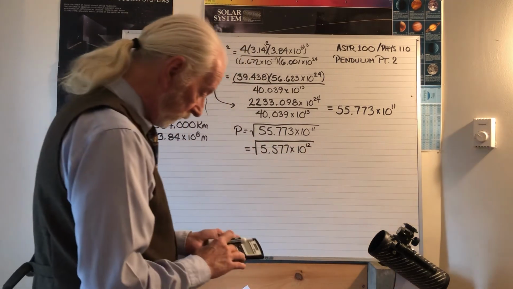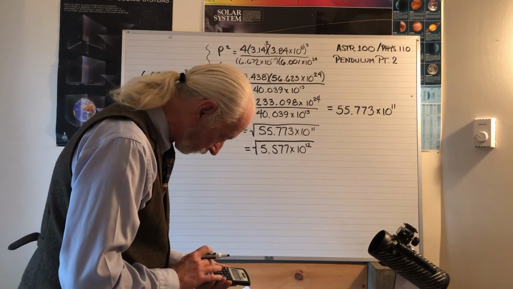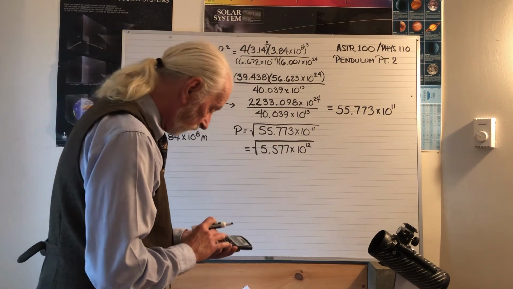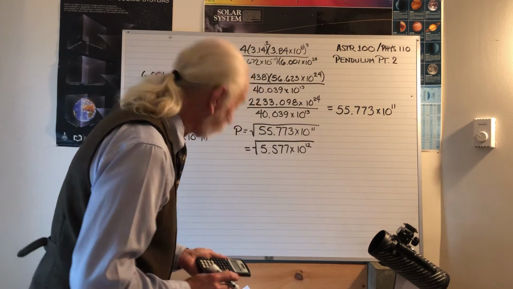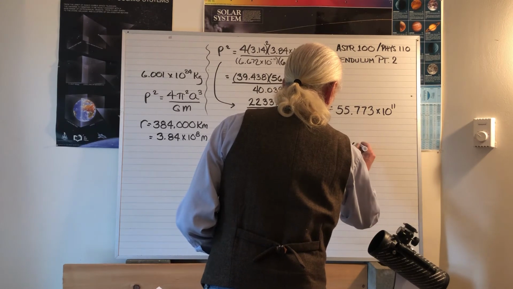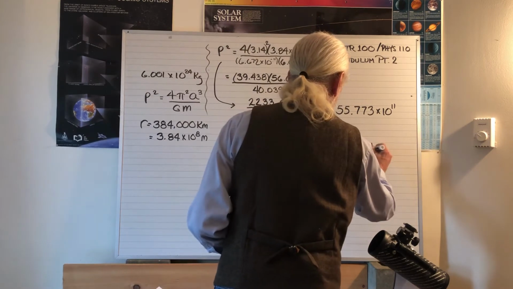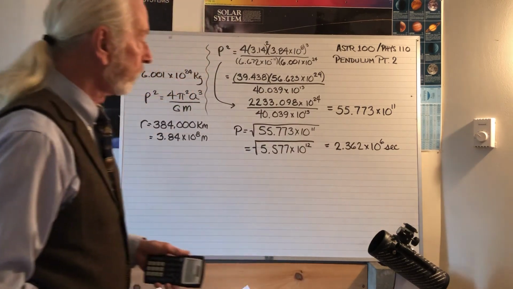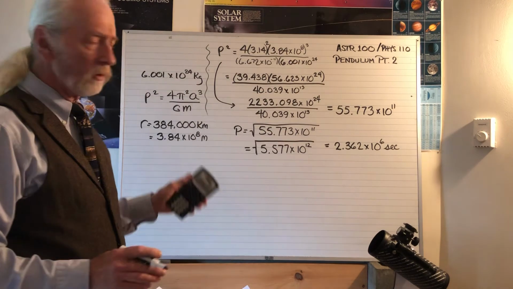All right, so now square root. 5.577, I got 2.362 times 10 to the 6 seconds. So that's the period of one lunar orbit. Now, that doesn't make a lot of sense to me, so I'm going to convert that into days.